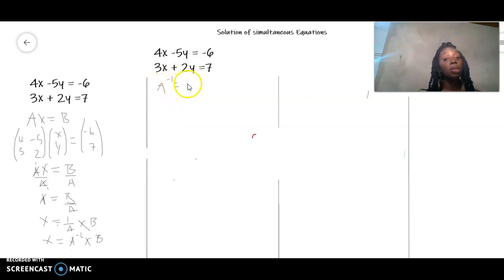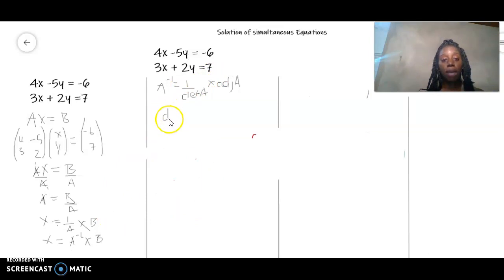is equal to simply 1 over the determinant of A times the adjoint of A. Or some persons might say A adjoint. Alright, so I now need to find the determinant of A and the adjoint of A. So I'll be doing these one at a time.